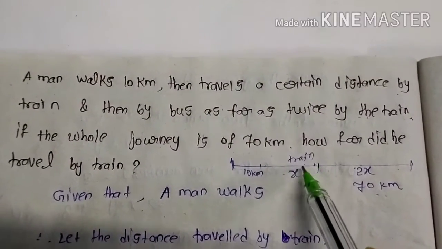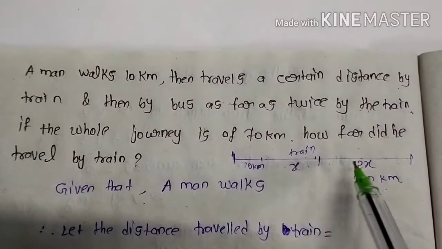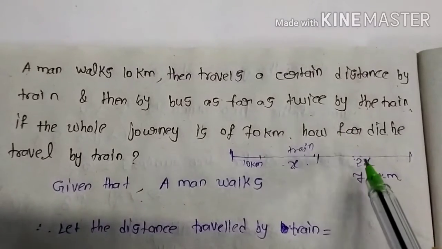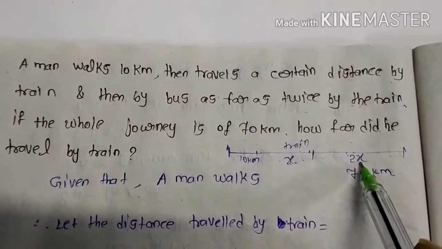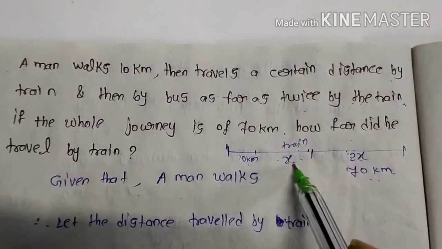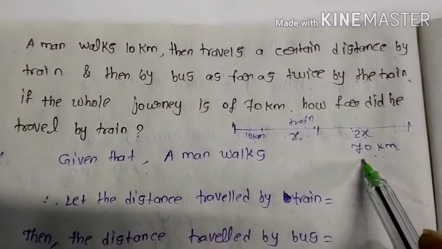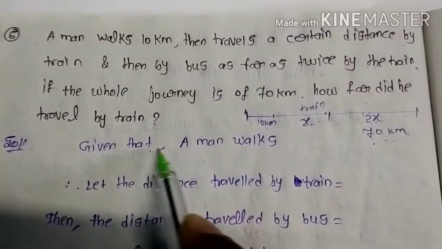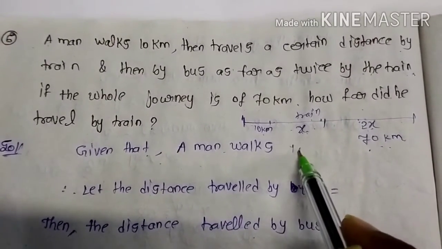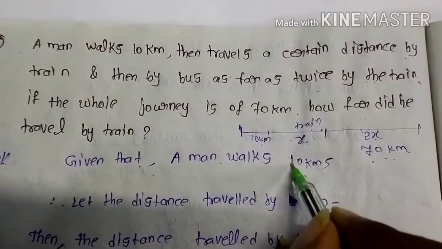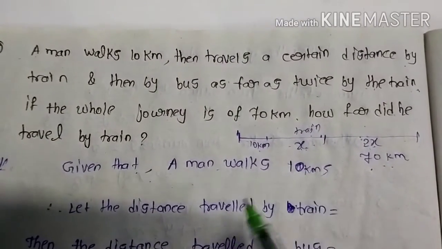This train distance, I am taking here x kilometers. The bus travel distance will be equal to twice the train, means 2x. Now you can see 10 plus x plus 2x is equal to 70. Then you can solve the problem very easily. Given that a man walks how many kilometers? 10 kilometers. A man walks 10 kilometers.